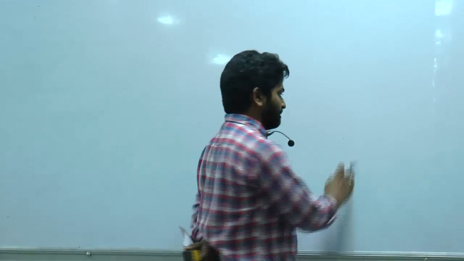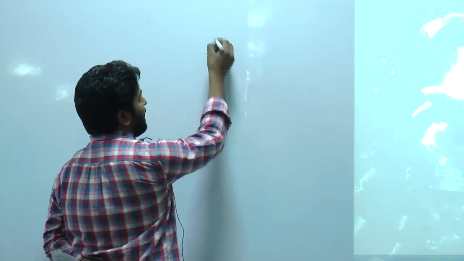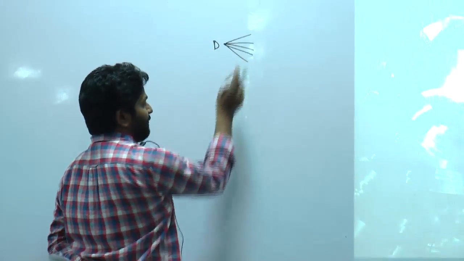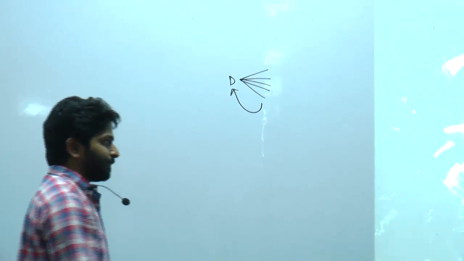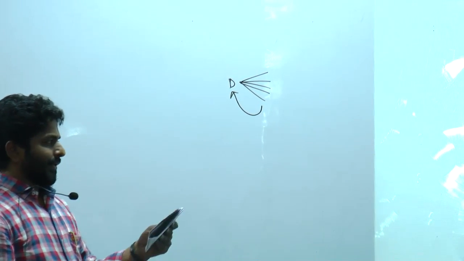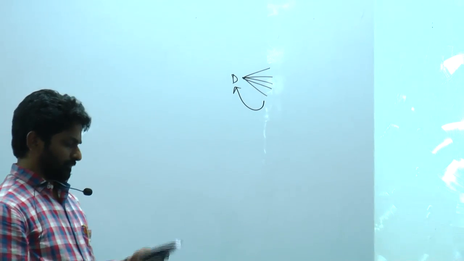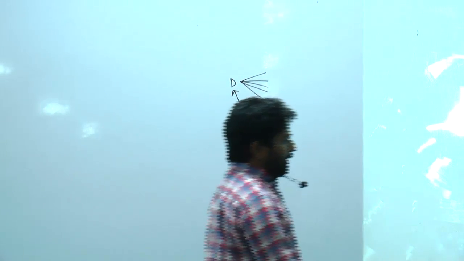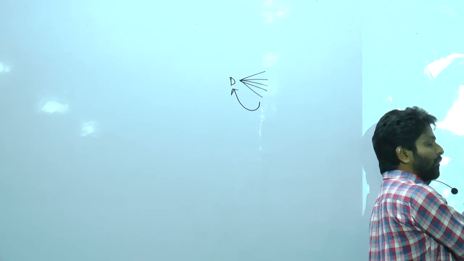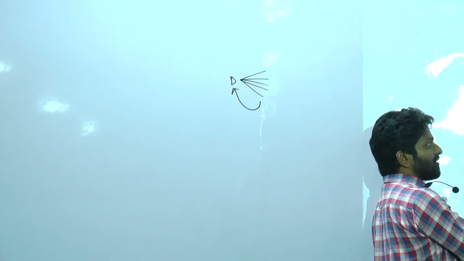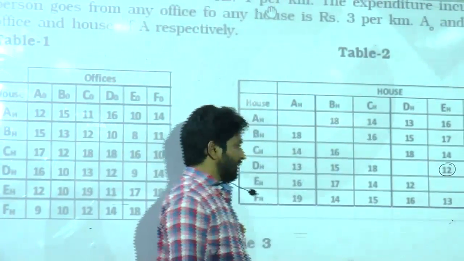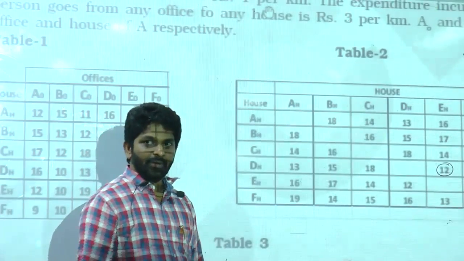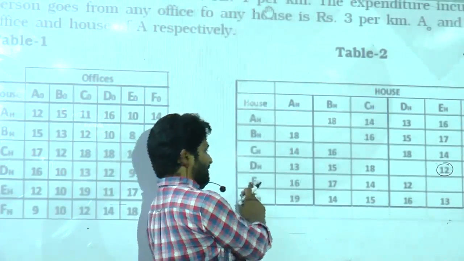Yes? Now, D went to all his friends' houses and then returned to his own house. House to house only, right? Who stays very close to D's house? This is house to house. Here. Who? E. Right. 12 kilometers. Now D is at E's house. Who stays very close to E's house?